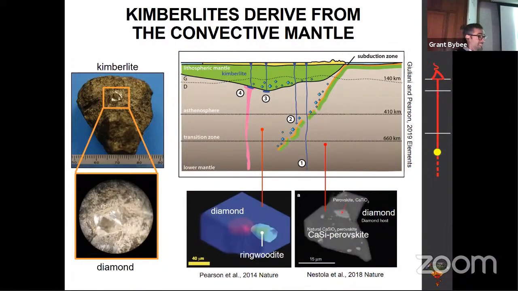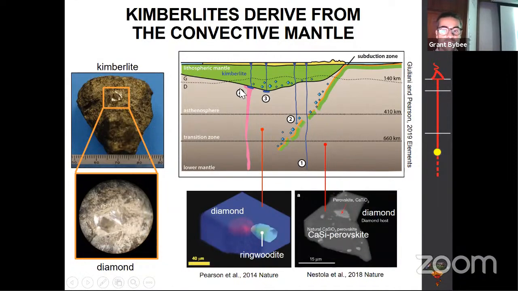I want to make this as a statement because there's still a little bit of literature out there that states the opposite: kimberlites derive from the convective mantle, and we have quite a few strong pieces of evidence backing up this statement. First of all, some kimberlites, not all of them, host the so-called superdeep diamonds. So diamonds that contain inclusions of phases such as ringwoodite or potentially calcium silicate perovskite, which puts the formation of these diamonds within the mantle transition zone or even the uppermost lower mantle.